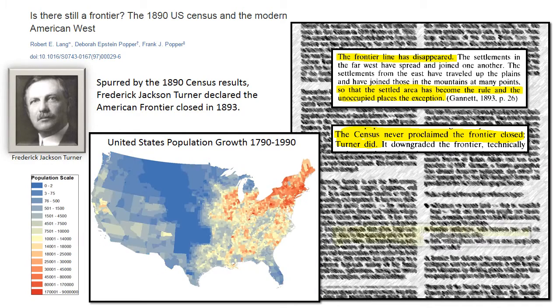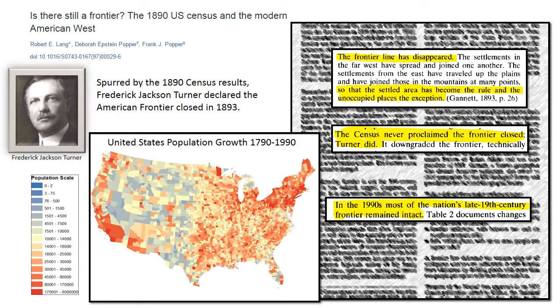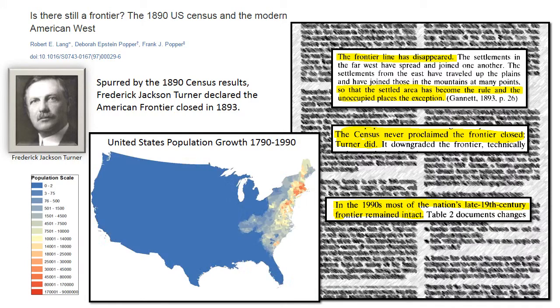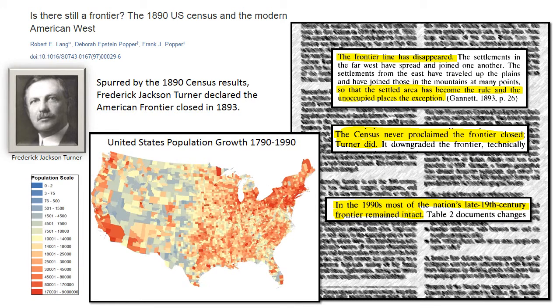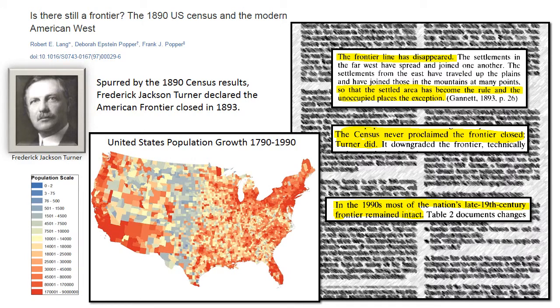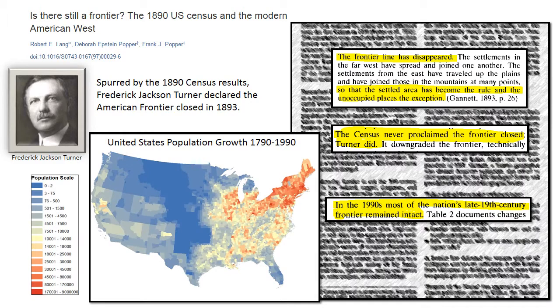And according to this study, in the 1990s, most of the nation's late 19th century frontier remained intact. As you can see in this GIF right here, the population slowly grows in the west, but then slowly tapers off, and the frontier line appears to move back east.